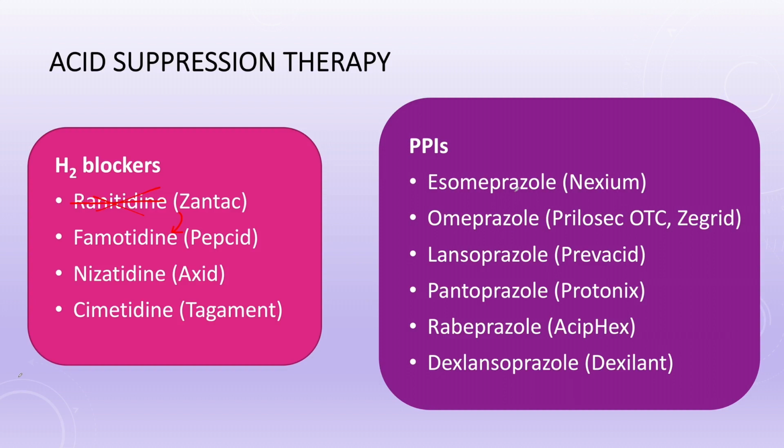PPIs, most of these are now over the counter. So Nexium, Prilosec OTC. I'm not sure about Prevacid, Protonix, and Aciphex, no. And then Dexilant is the one that we tend to use in the GI clinic. It's kind of our last resort and considered to be the strongest PPI that we have.